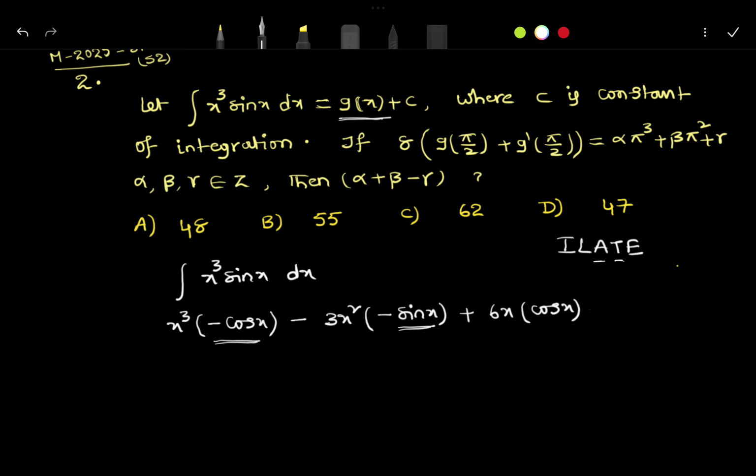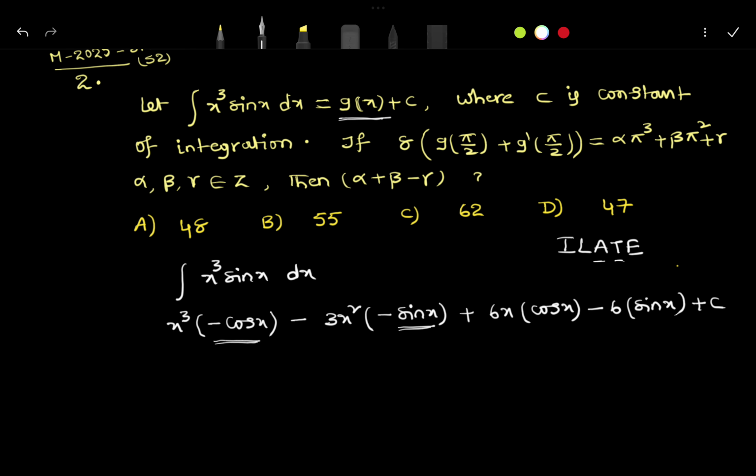And the next one is minus, the derivative of 6x, which is 6, into the integration of cos x, which is sin x. So your answer will be this one. The integration of sin x is minus cos x, and minus into minus is plus. So finally this will be plus c.